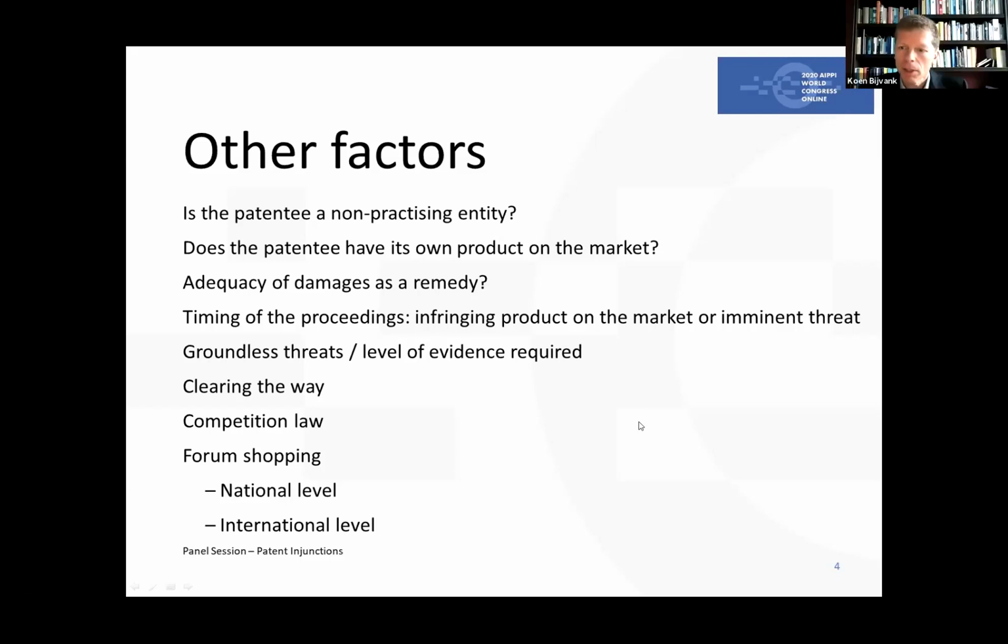Then I turn to you, Mamta, for India. Any of those factors on the slide appeal to you particularly?